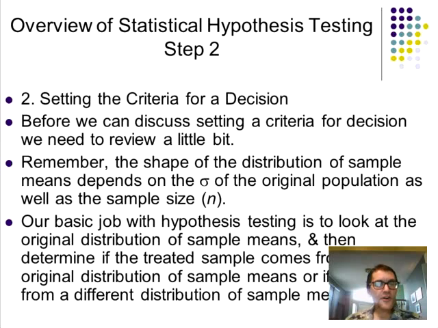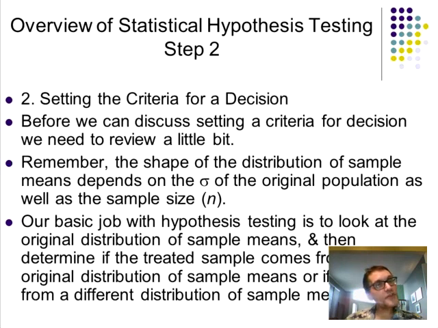So now we have to set up a criterion for decision. Okay? And so we're going to have to review a little bit. Remember the shape of the distribution of sample means. We've got to remember this. Remember the distribution of raw scores might be normal. The distribution of sample means will always be normal. And if this is a surprise to you, go back to lecture 5 and kick in that central limit theorem again, because that's how it went.